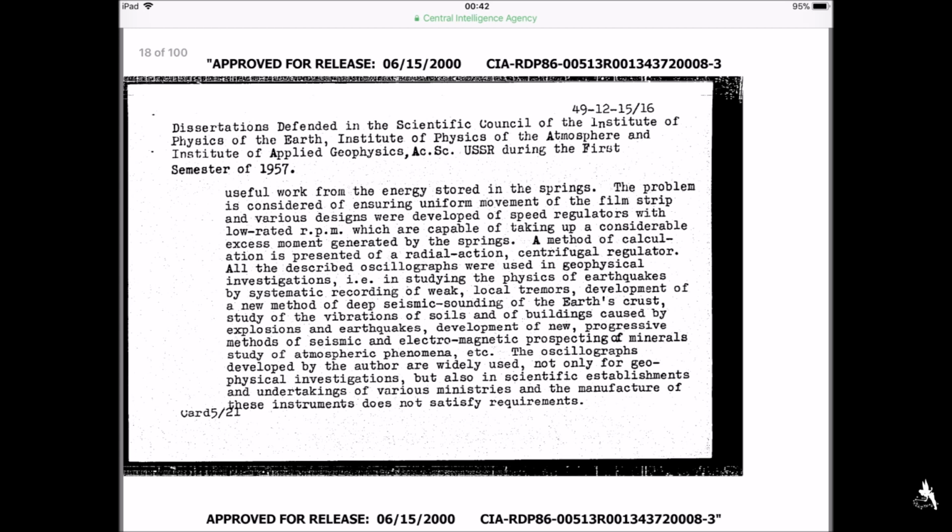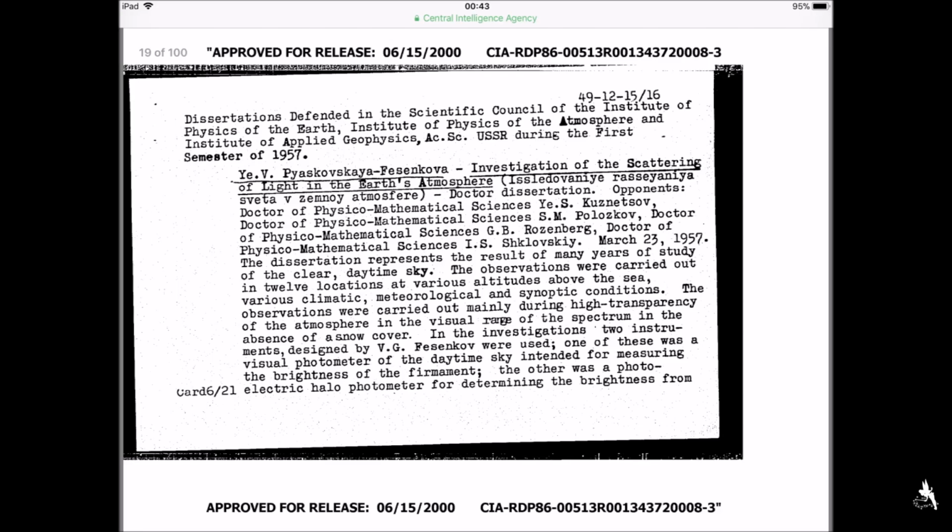The oscillographs developed by the author are widely used, not only for geophysical investigations, but also in scientific establishments and undertakings of various ministries, and the manufacture of these instruments does not satisfy requirements. And we'll get to it here. So page 19 of 100 on this document, and we read: doctoral dissertation.